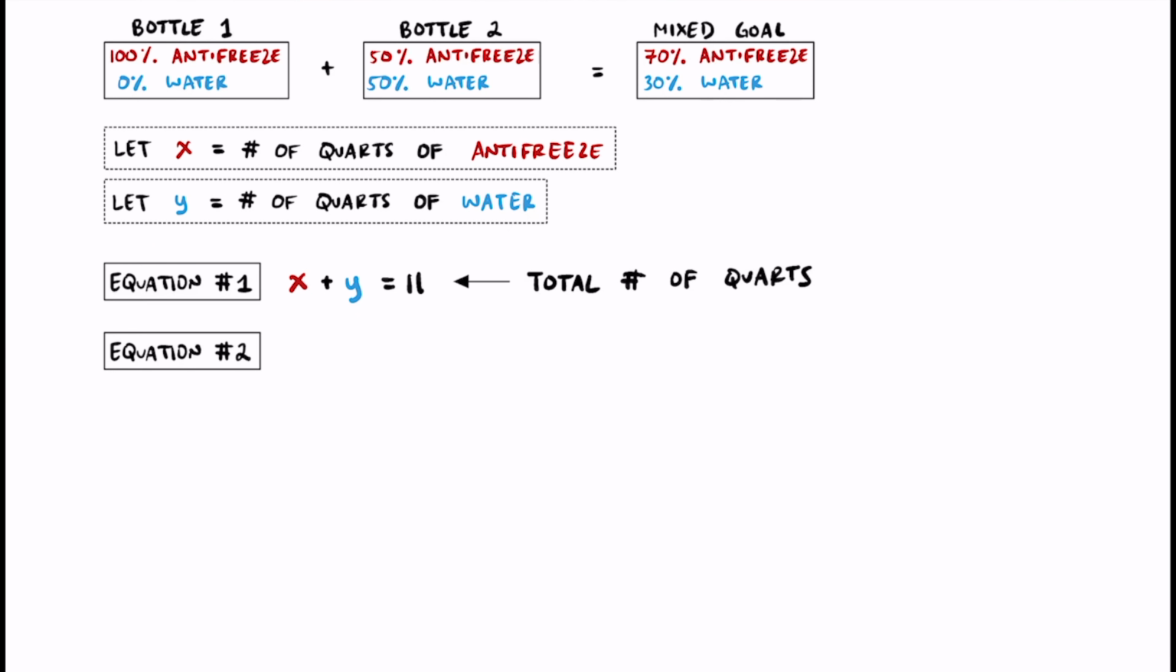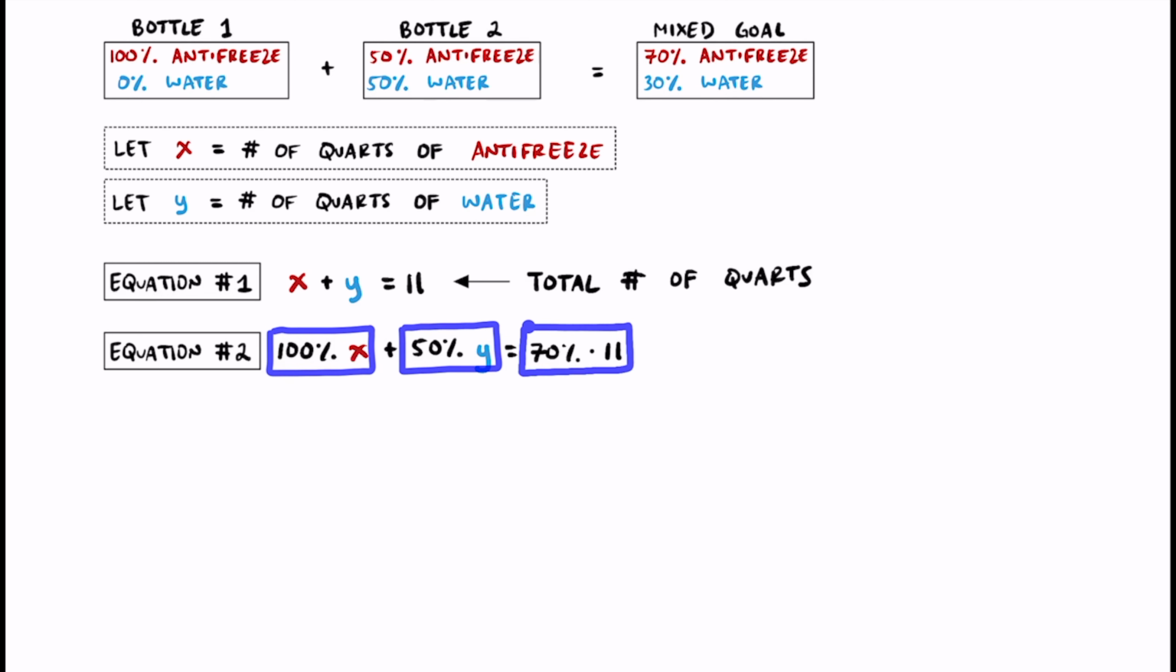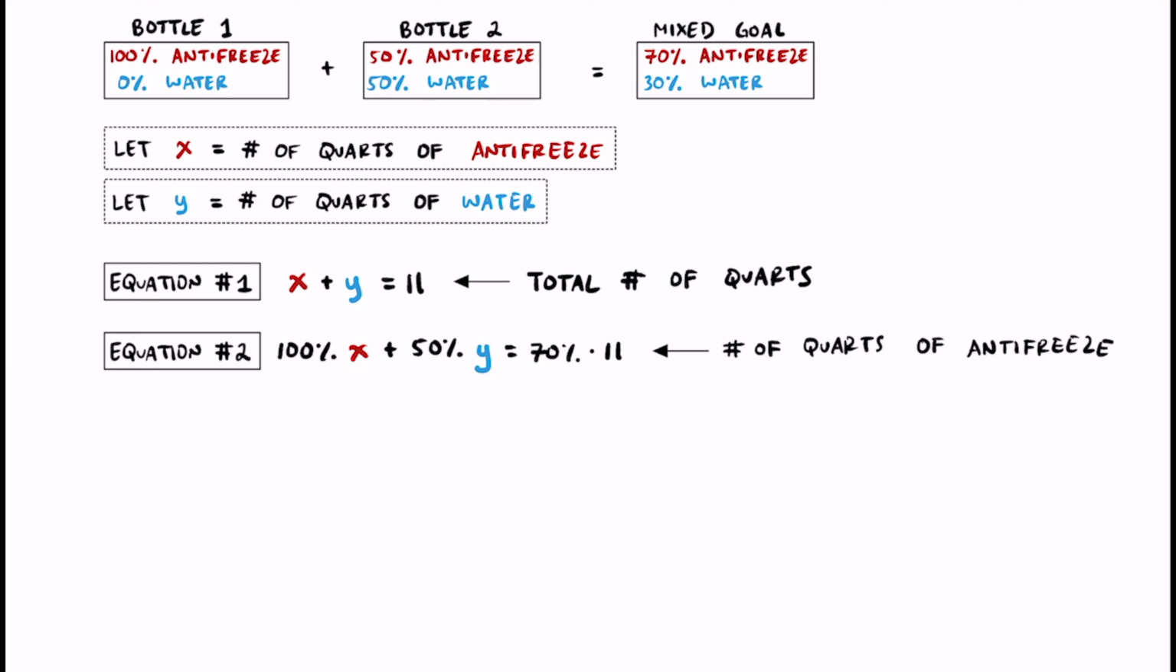For the second equation, let's go ahead and write that we have 100% multiplied by x plus 50% multiplied by y, and this is going to equal 70% multiplied by 11. Now this equation is a little bit more complicated, but basically what we're saying here is that we have x quarts of this 100% antifreeze mix plus y quarts of the 50% mix, and we're adding those two together to get a final 11 quarts of this 70% mix. This second equation tells us the number of quarts of antifreeze that we're going to have.